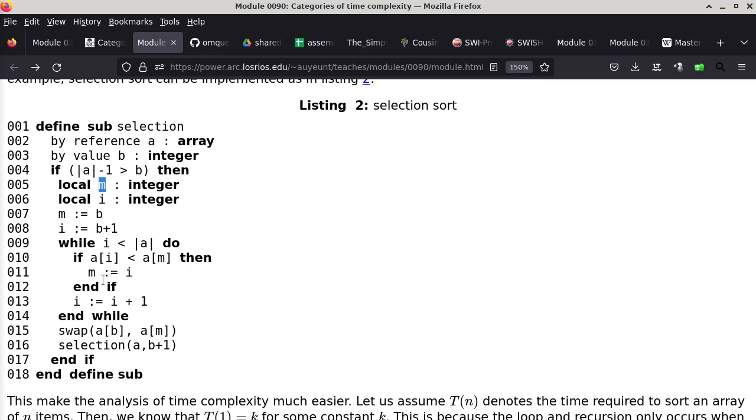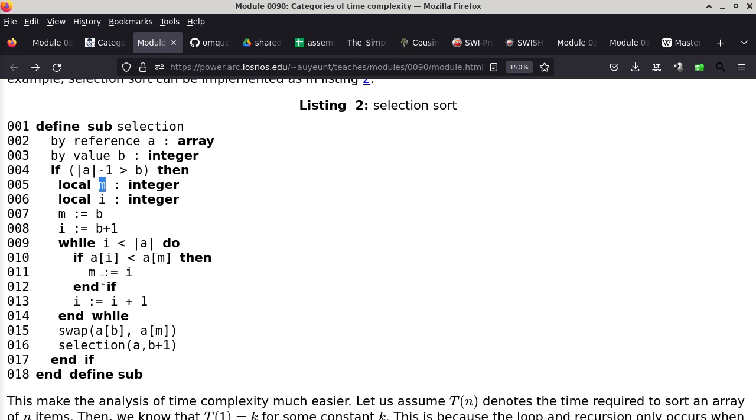Sorry, I mentioned largest earlier. It is actually the index of the smallest element, starting from index b. And then after this, I increment i by 1 so that I can look at the next element. So this loop here from line 7, which is the initialization, all the way up to line 14, is really just trying to find the index of the smallest. I misspoke earlier to say the largest, but it's trying to find the smallest element starting from index b and all the way to the end of the array.